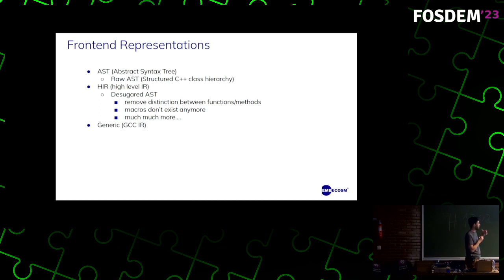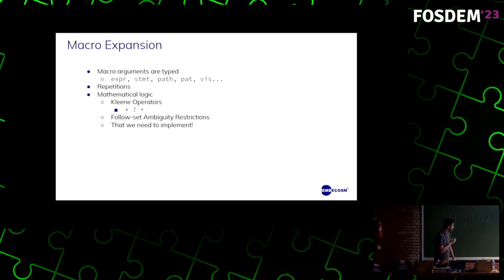We also do other transformations, such as removing macros, because at this point they've already been expanded and we don't care about them anymore. And finally, as I said, the last intermediate representation is called GENERIC. And it's not generic at all, it's just the name. It's the GCC intermediate representation.